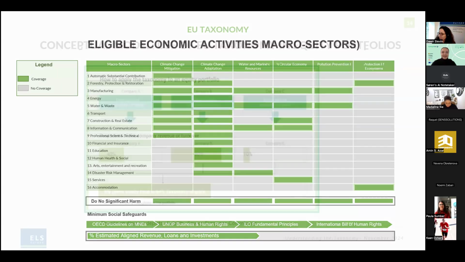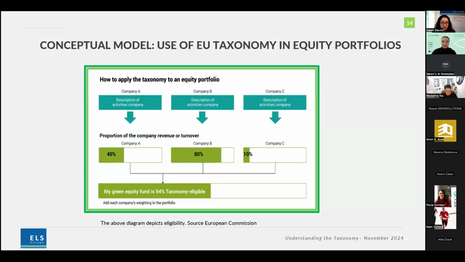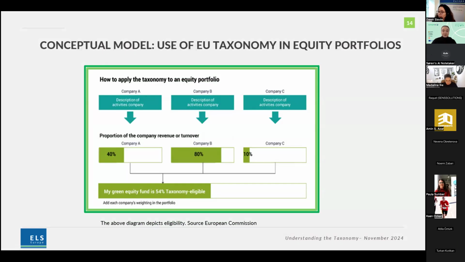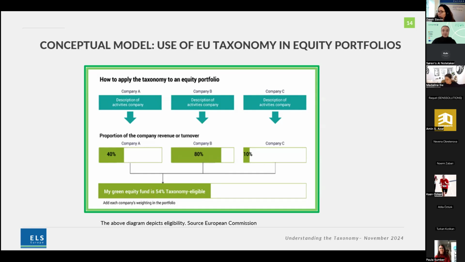Okay, no worries. And this just gives you a conceptual model of how all of this is going to work its way through our non-financial sector and our financial sector. So basically, if you're a company and you have one or more lines of business that are eligible for the EU taxonomy, and this diagram looks at eligibility, say, for example, 40% of your activity is eligible, and of that, another smaller percent is actually aligned. We'll get onto that discussion of aligned.